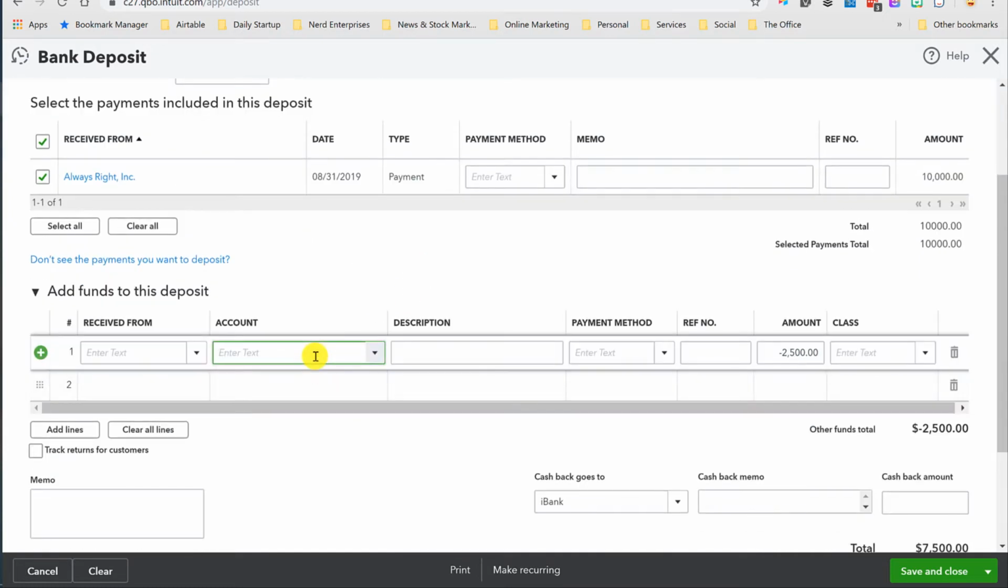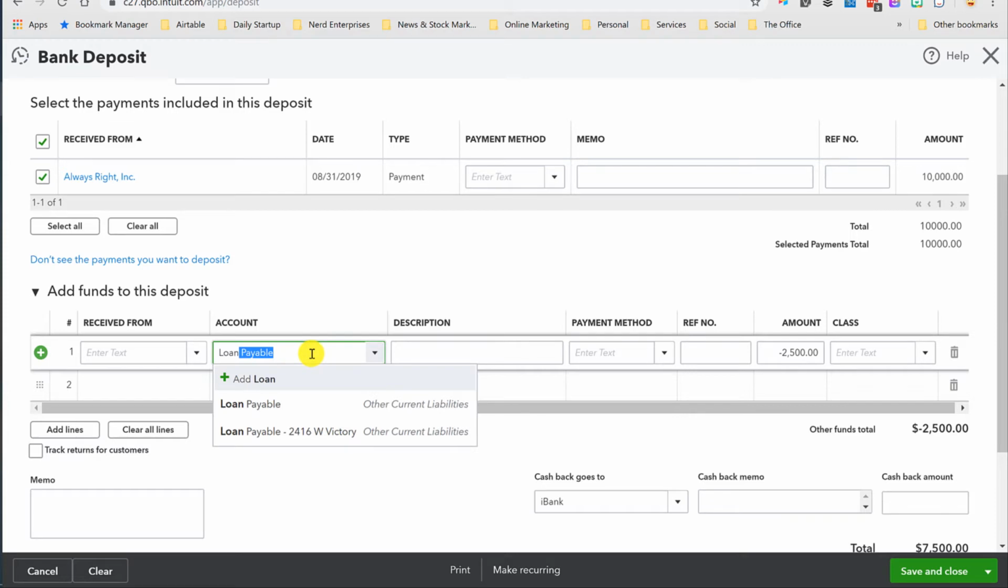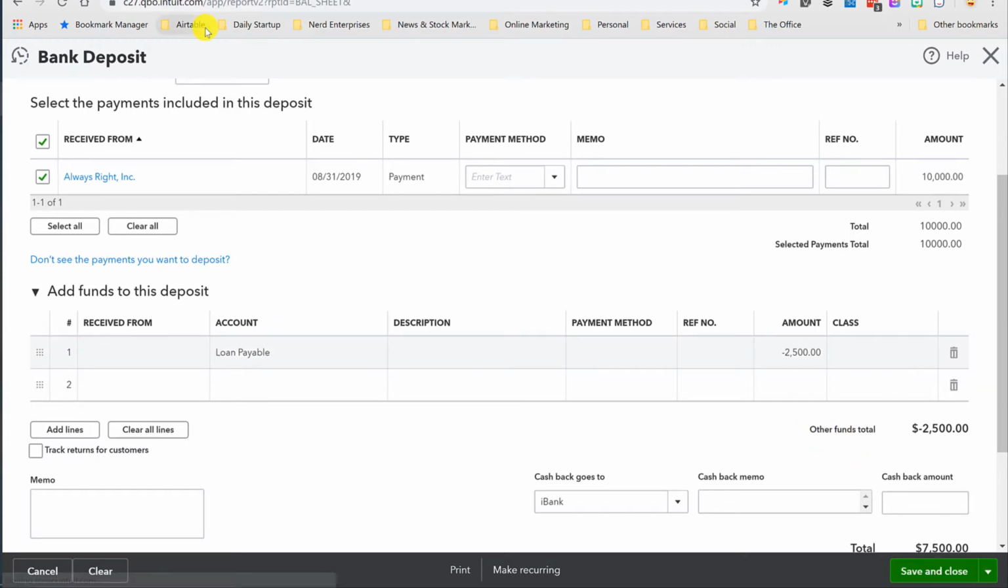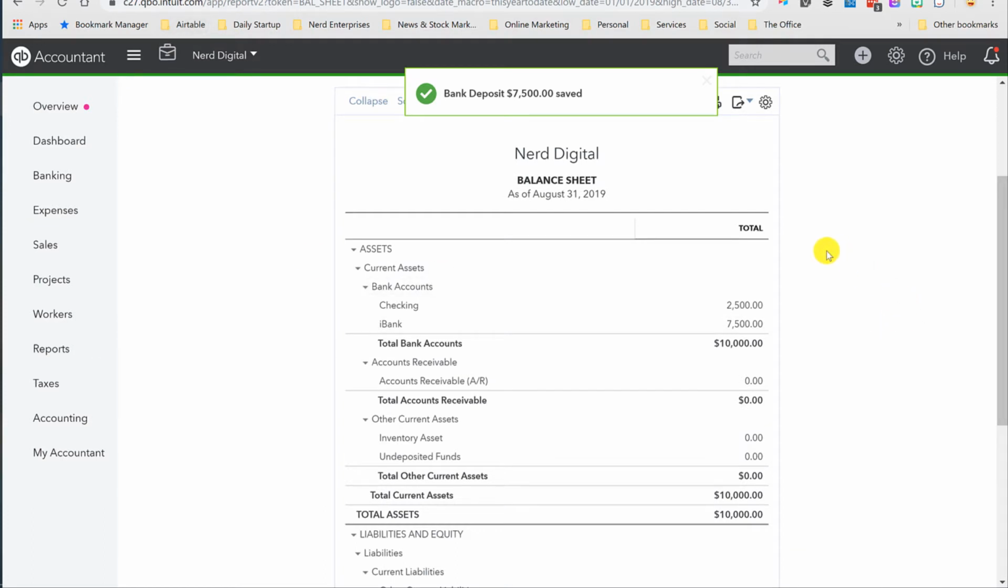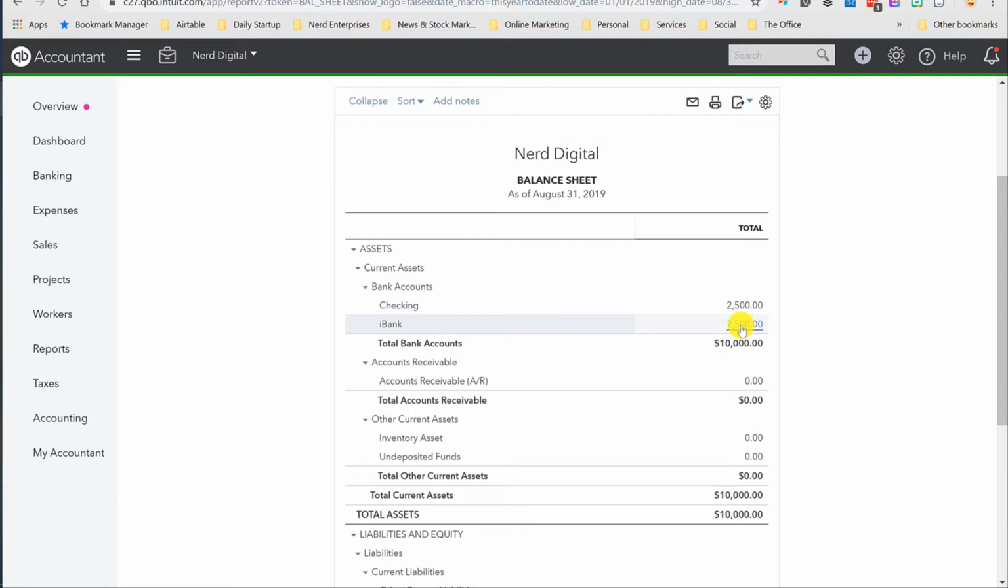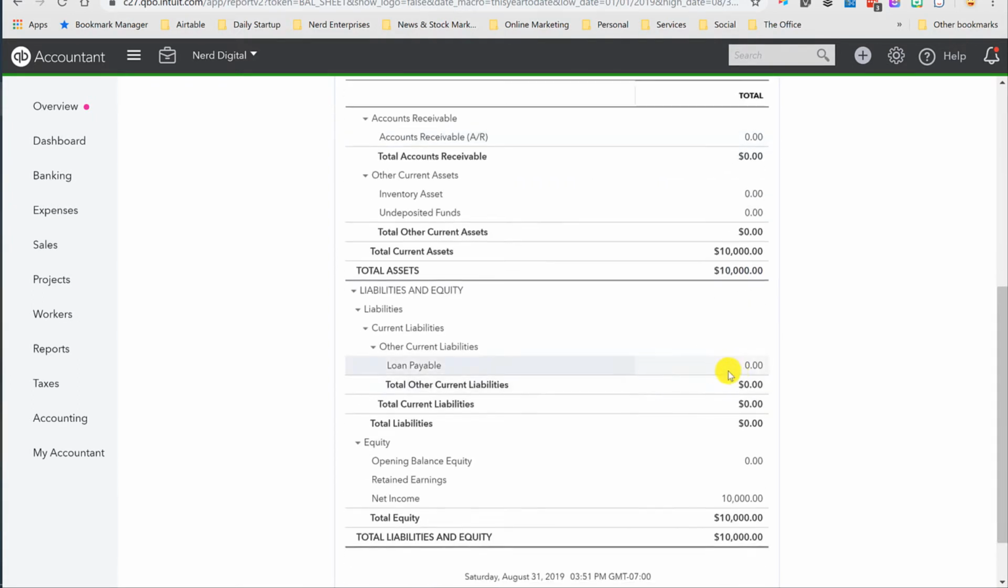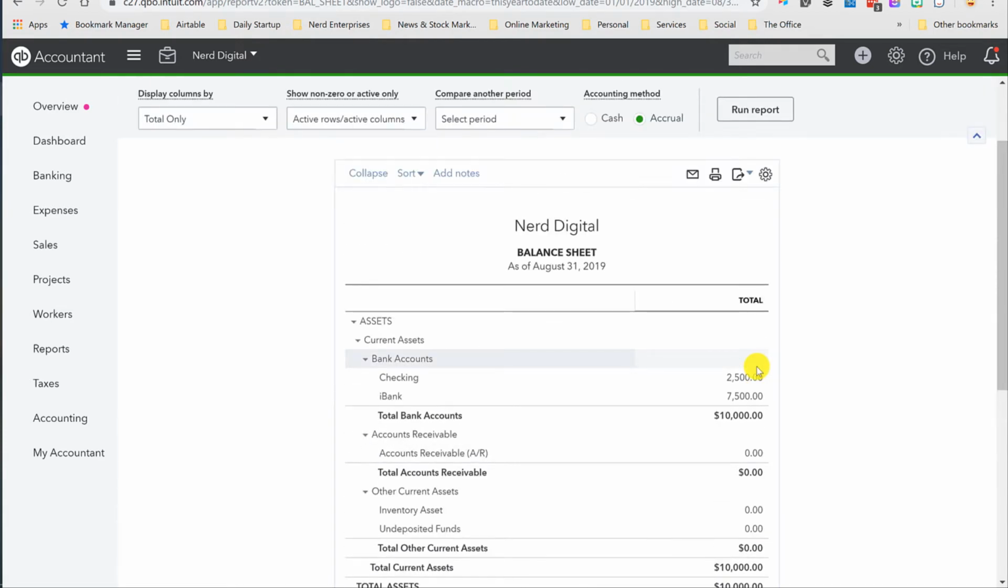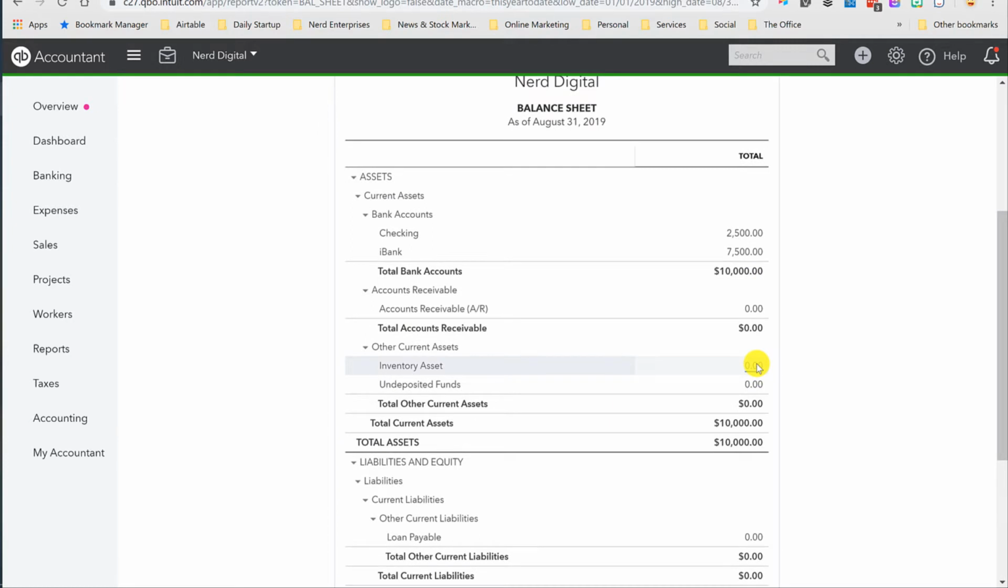And the account here to pay off the loan is going to be very simply loan payable, right? Now, if I record this, we will see that the balance sheet is perfect now. iBank now has the $7,500 in it. This checking has the $2,500 that was originally loaned to us, but now that loan has been satisfied. It's been paid off in lieu of the partial payment on our accounts receivable. So that's how you would do it for the loan, right?